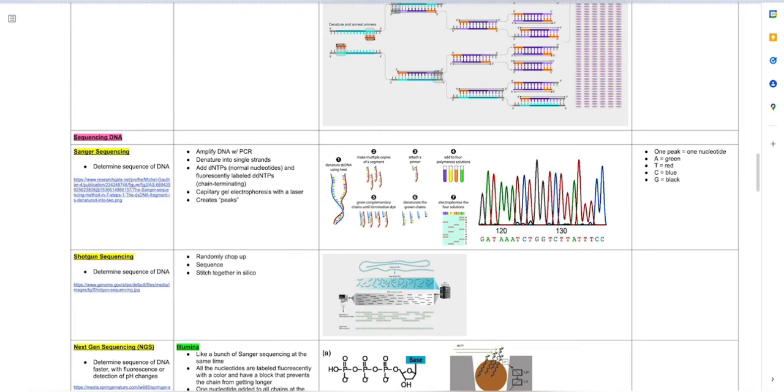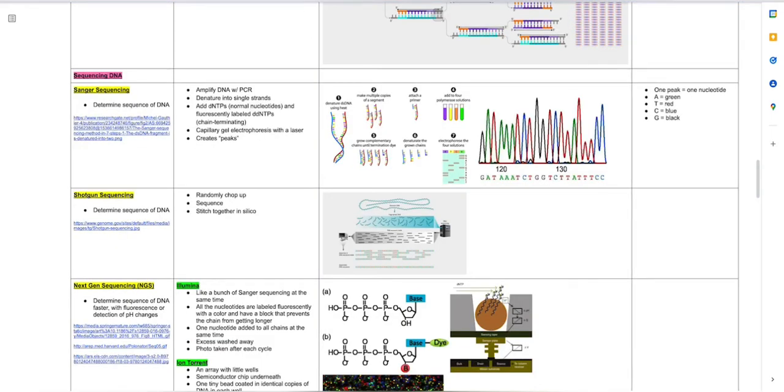So the next technique is shotgun sequencing. This is also to determine the sequence of DNA. What you do in shotgun sequencing is you randomly chop up the DNA, and then you sequence all of those short pieces. Then you stitch them together in silico, which basically means on a computer. So you sequence all these strands, get the sequences, and then use a computer to find the overlaps that have the same sequence, and it puts them together.